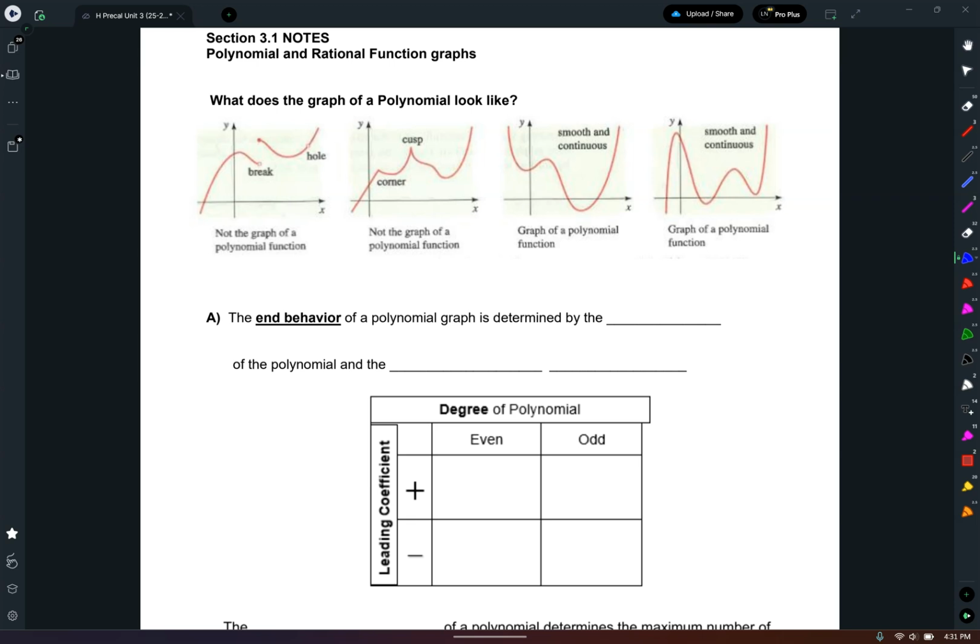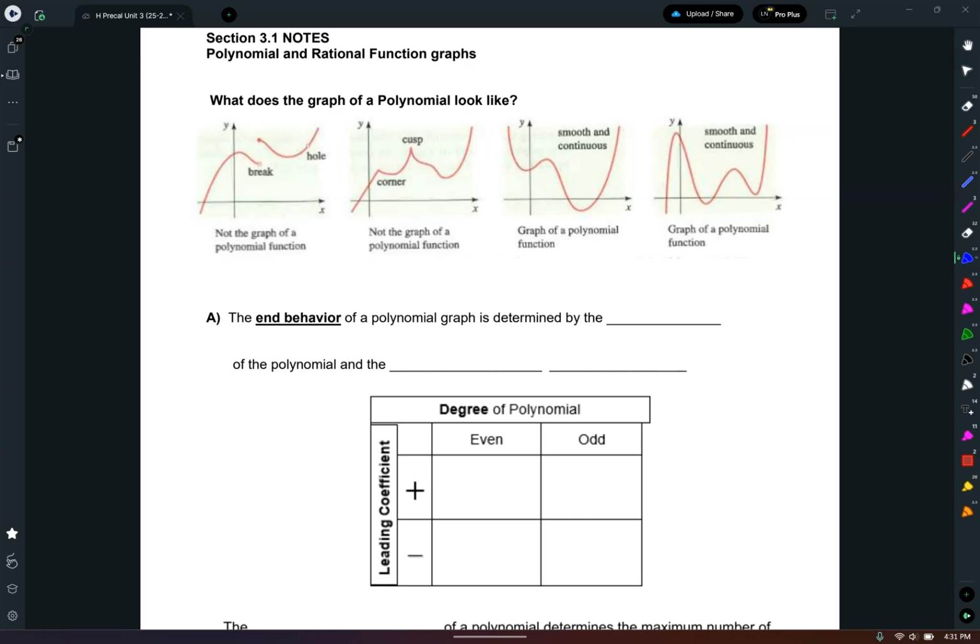So this is section 3.1 in honors pre-calculus, and this is about polynomial and rational functions. All of this should be a review from Algebra 2. So there are some things that we'll gloss over, and some things we'll slow down on.